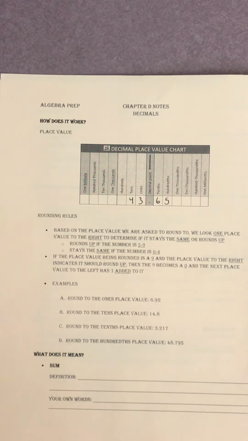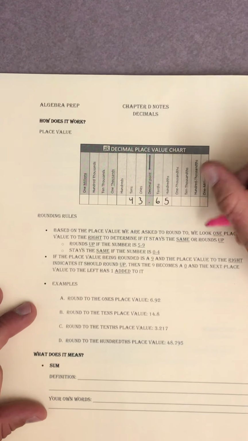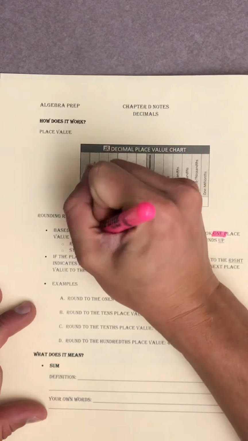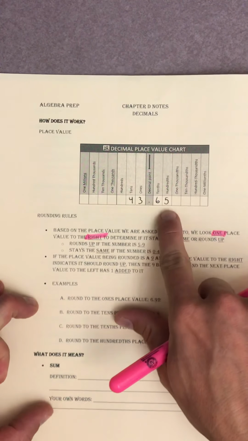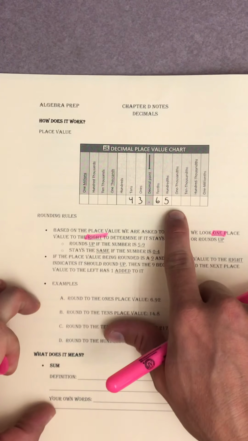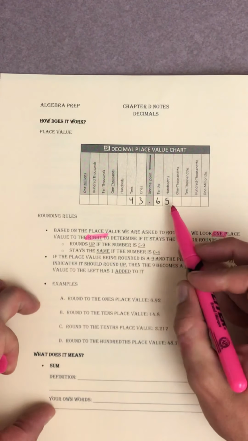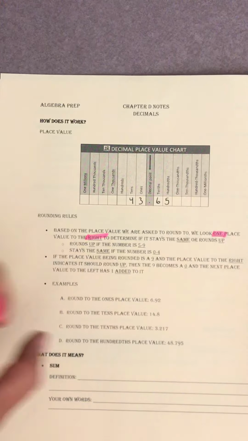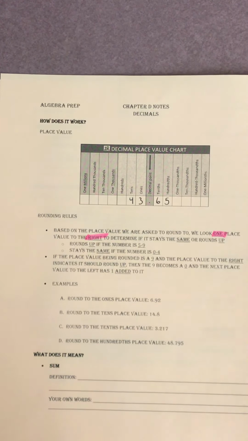We also want to remind ourselves about rounding rules and how they work. Based on the place value that we're asked to round to, if they were to ask us to round to the tenths place value, we would want to look one place value to the right. So it's always going to be one place value to the right. So we would look over here with our number 43.65, and they asked us to round to the tenths. We would look to the hundredths place, right? And that would be a determinant for us, right? And we would determine if that number, the 6, was going to stay or if it's going to round up.